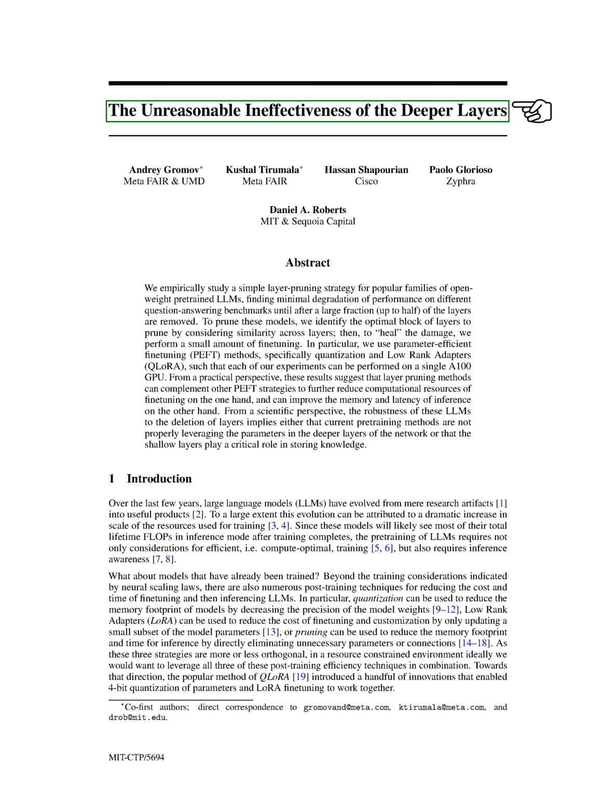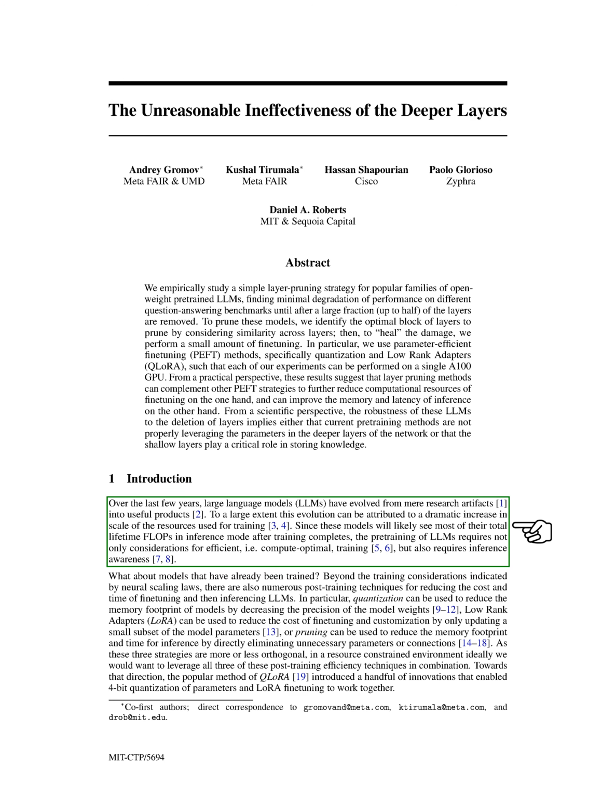Section: Introduction. In this section, we discuss the evolution of large language models, LLMs, over the past few years, highlighting the significant impact of scaling up resources for training. We emphasize the importance of not only efficient training but also inference optimization, since LLMs primarily operate in inference mode post-training.